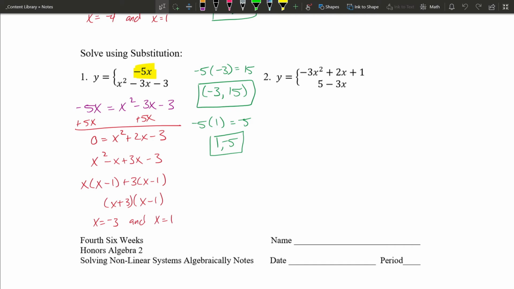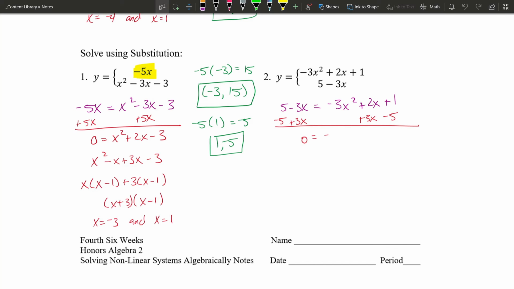Let's do one more of these bad boys. Oh, this one's a bit more of a bummer. We got to think on this one. 5 minus 3x equals negative 3x squared plus 2x plus 1. So we'll just subtract a 5 from both sides, and add a 3x to both sides. 0 equals negative 3x squared plus 5x minus 4.